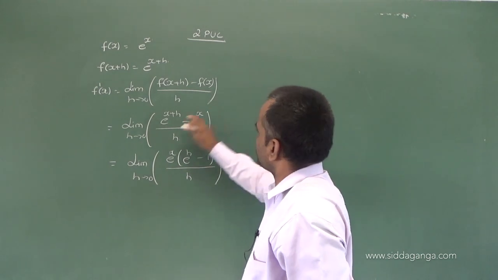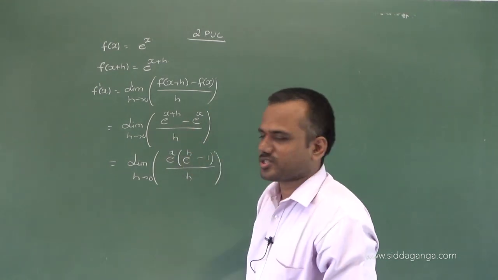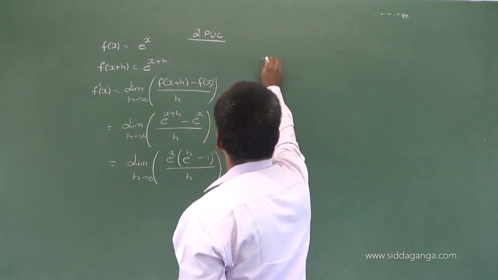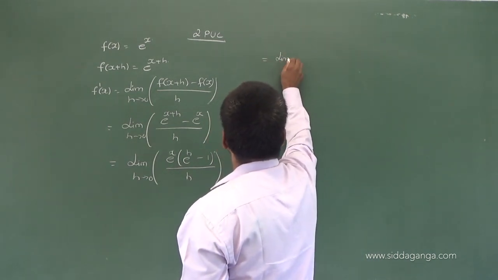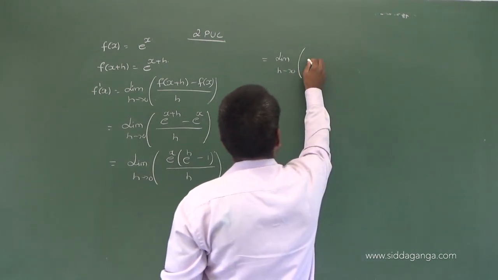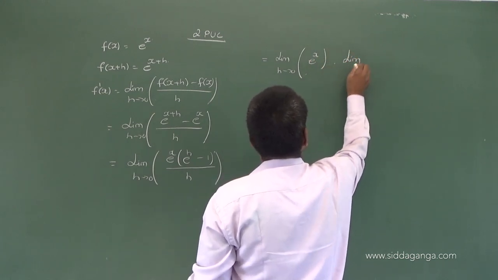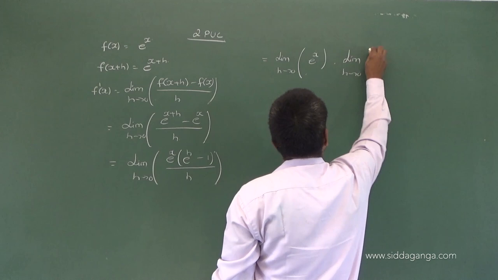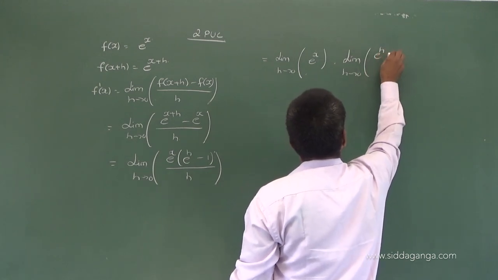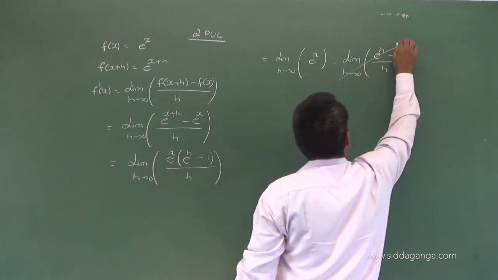So, e power x, if I take common, what is left is e power h minus 1 divided by h. Separate into two limits: limit h tends to 0 of e power x, one function, and limit h tends to 0 of e power h minus 1 divided by h. This result is also 1.